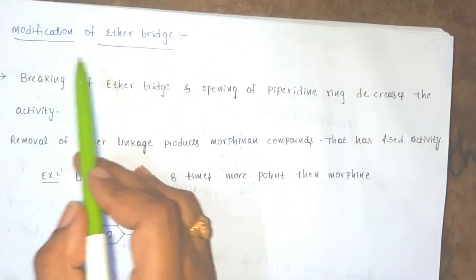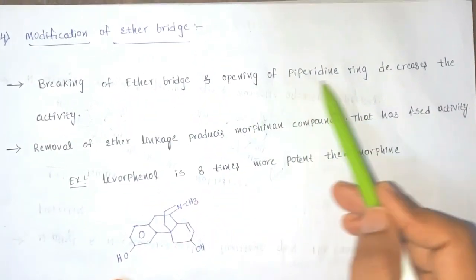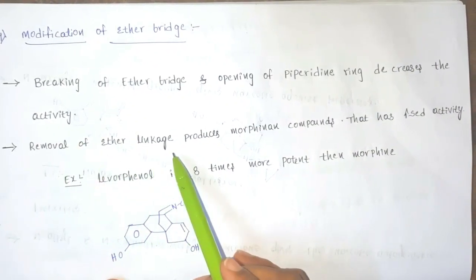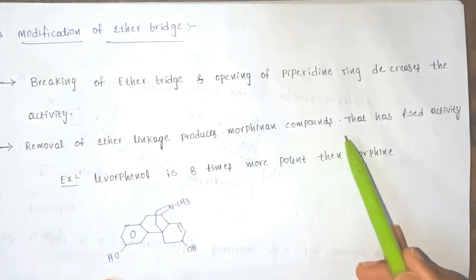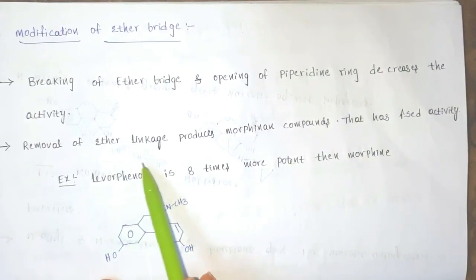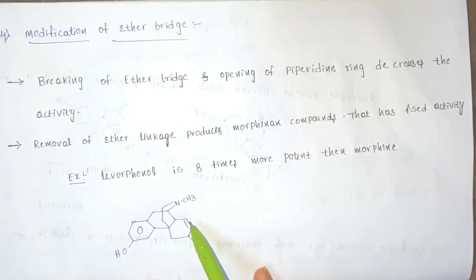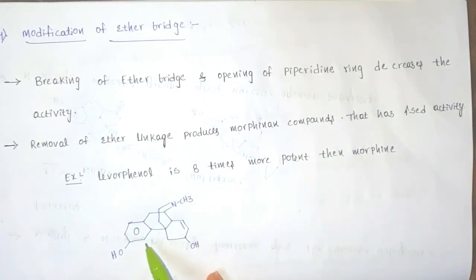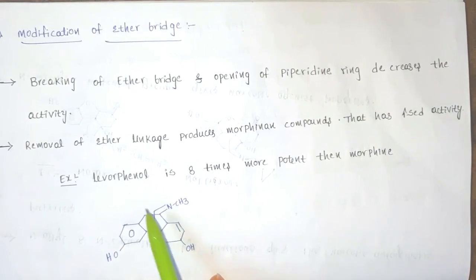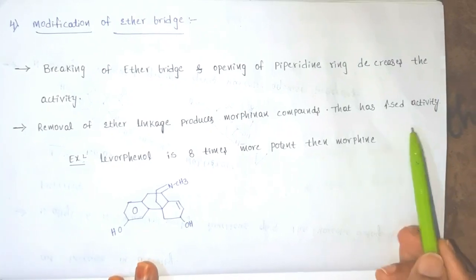Last, modification of the ether bridge. Breaking of the ether bridge and opening of the piperidine ring decreases the activity. Removal of the ether linkage produces a morphinan compound that has increased activity, for example levorphanol. This is a morphinan moiety, and this is the structure of levorphanol. Removal of the ether bridge in morphine gives levorphanol. Levorphanol is 8 times more potent than morphine.